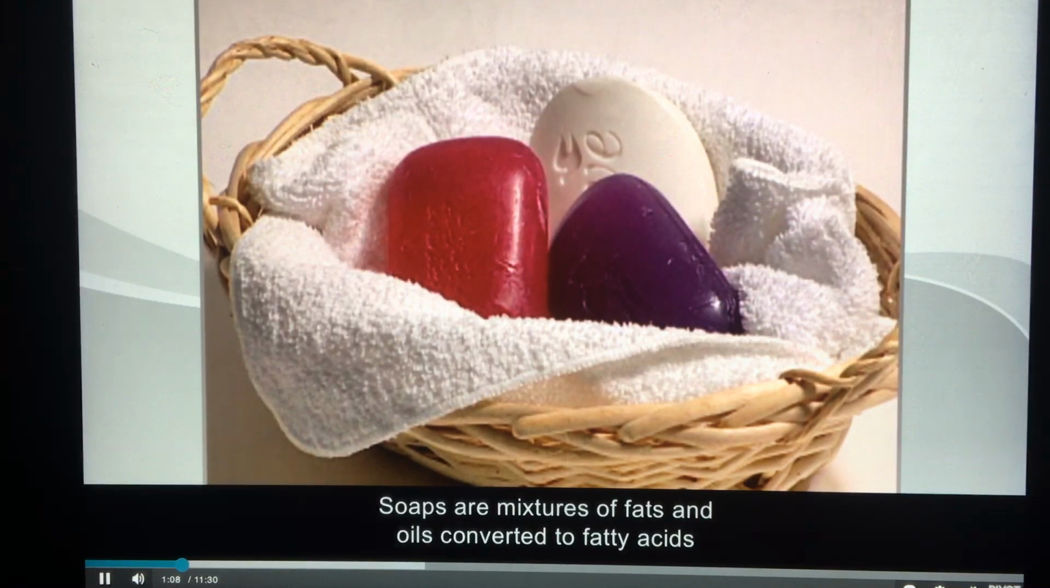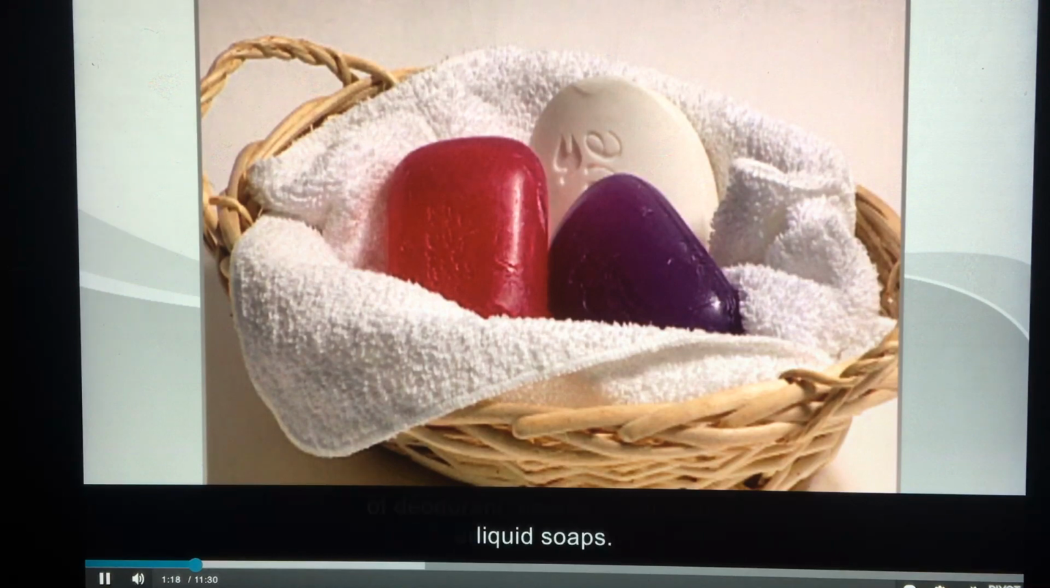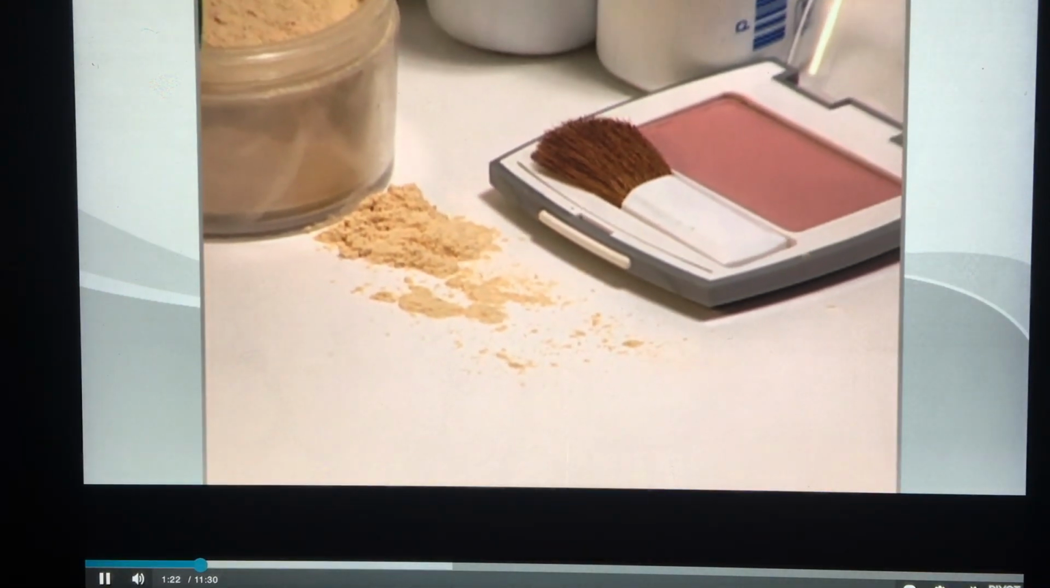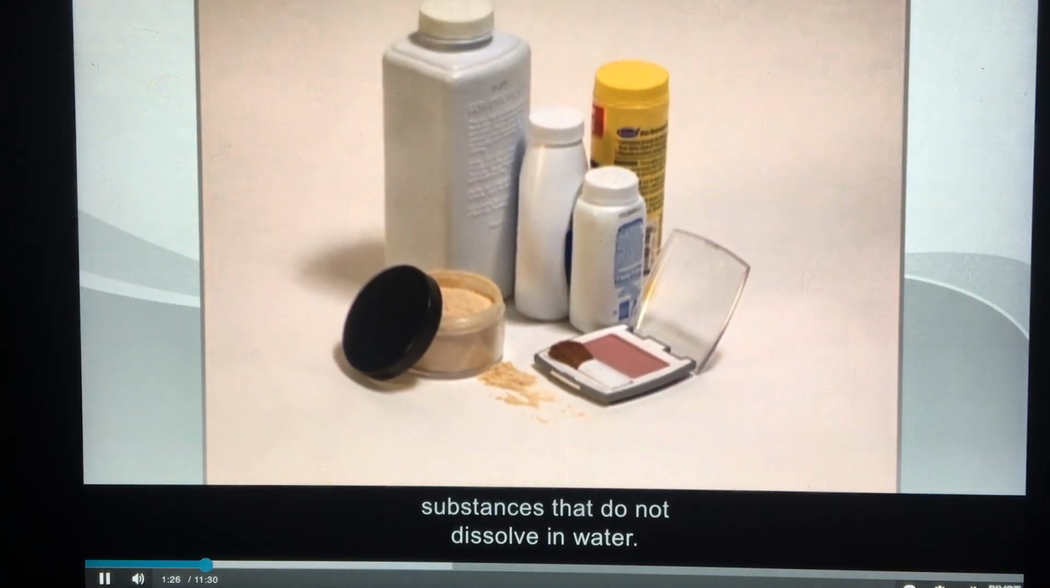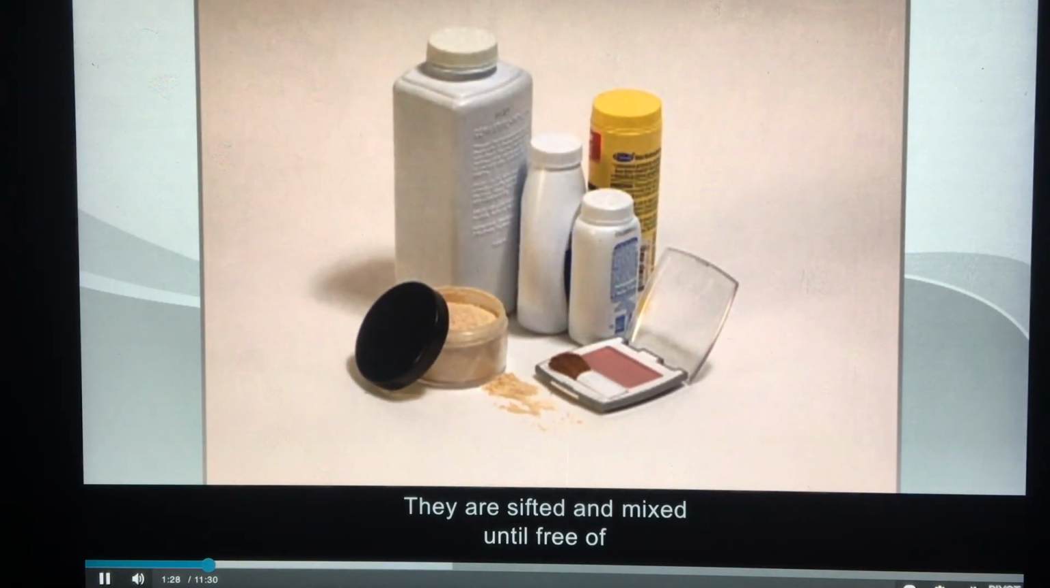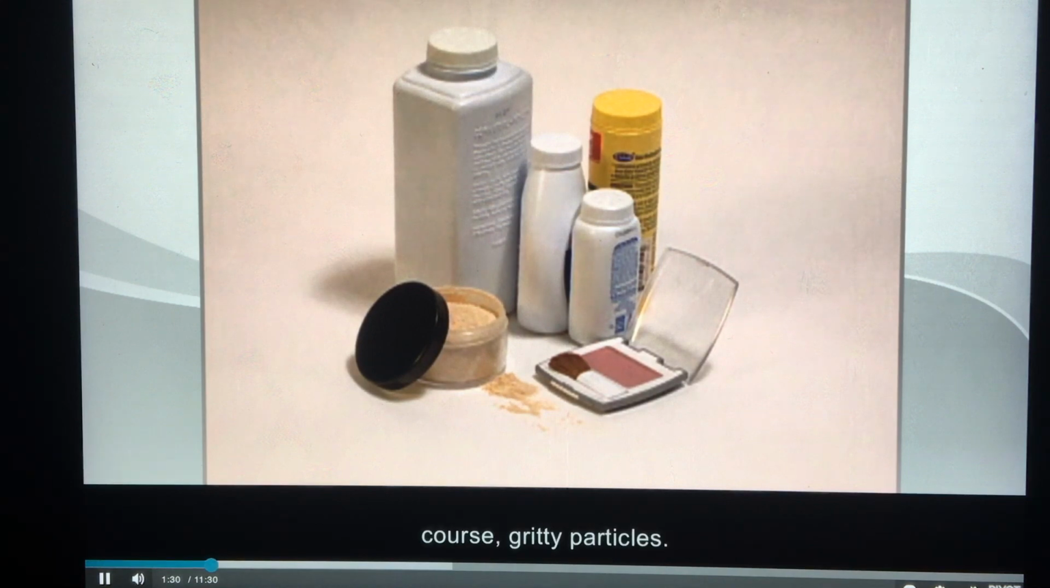Soaps are mixtures of fats and oils converted to fatty acids by heat and then purified. Soaps in the cosmetology industry fall into categories of deodorant, beauty, medicated, and antibacterial liquid soaps. Powders are equal mixtures of inorganic and organic substances that do not dissolve in water. They are sifted and mixed until free of coarse, gritty particles.